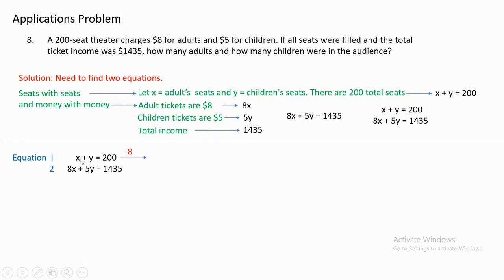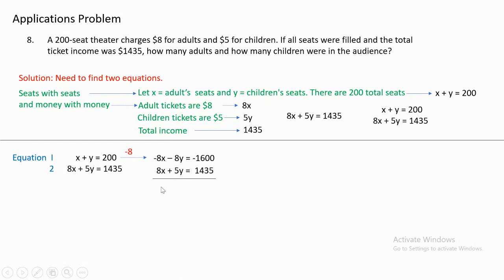So I need to multiply this whole equation 1 by -8. Why -8? Because -8 times x will give me -8x. Then when you add it to the second equation, -8x plus 8x will give me a 0x. That's why we multiply it by -8. So once I multiply every term by -8, I get -8x minus 8y equals -1,600. And equation number 2 stays how it is.